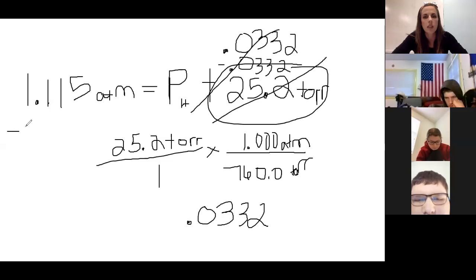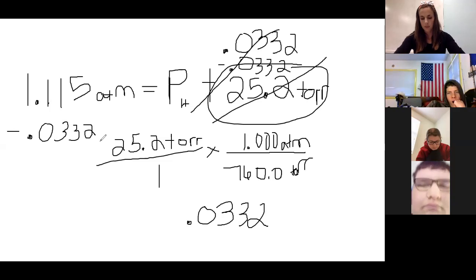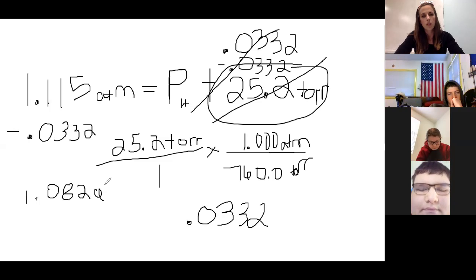And then I'll do the same thing on the other side, of course, which is going to give me 1.082 atmospheres. And that is the pressure for hydrogen in that example. Did y'all have any questions on how we did that?